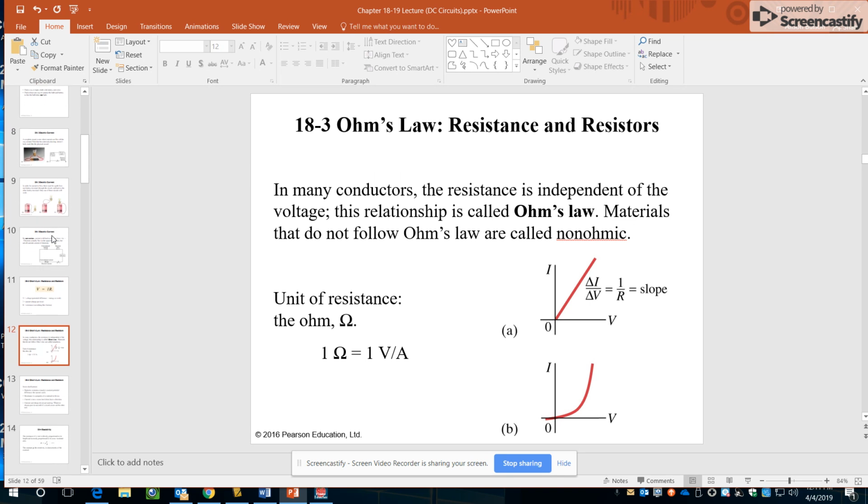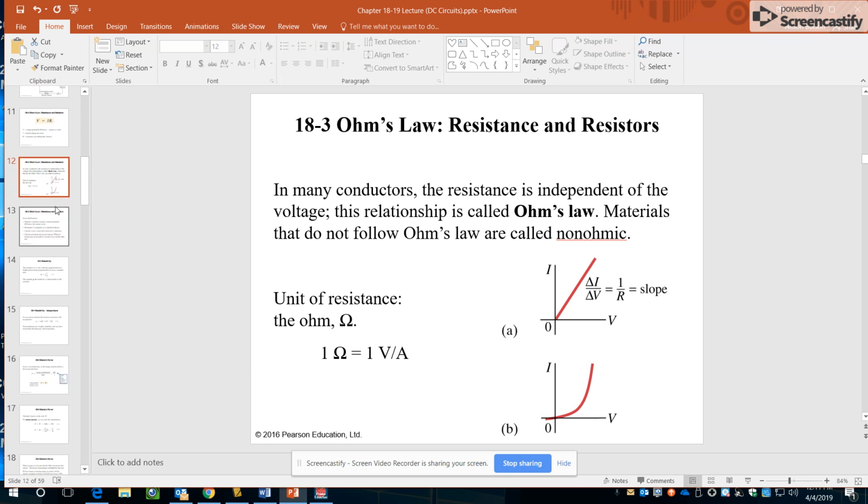In many conductors, resistance is independent of voltage, and when that's the case, the resistor or the conductor is called ohmic. That means that Ohm's law is followed. But there are also materials that do not follow Ohm's law, and they are non-ohmic. We will not consider non-ohmic materials. The unit of resistance is the ohm, given by the symbol capital Omega, and 1 ohm is defined as 1 volt per amp.